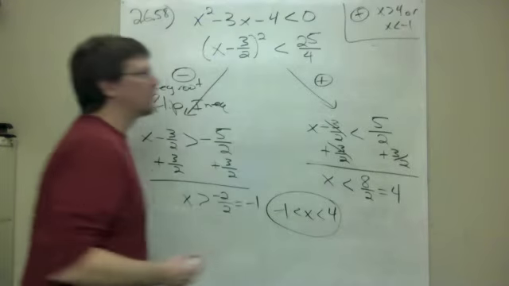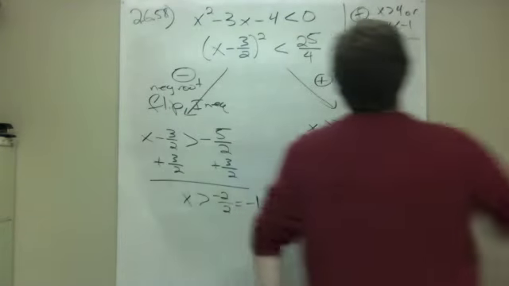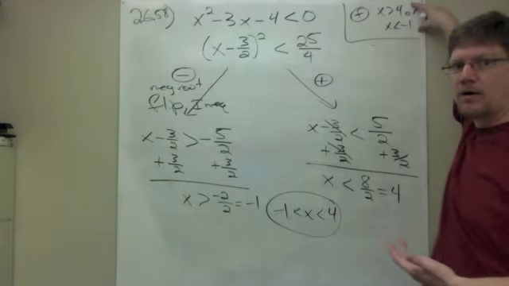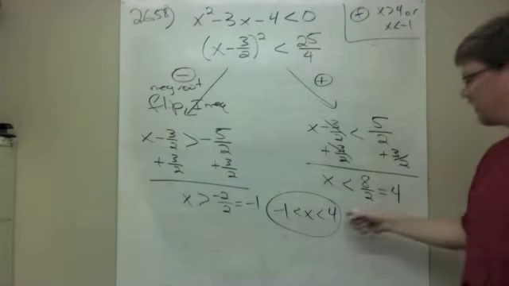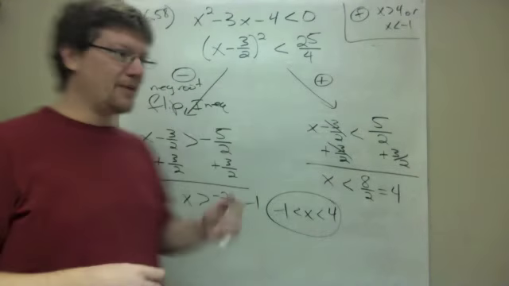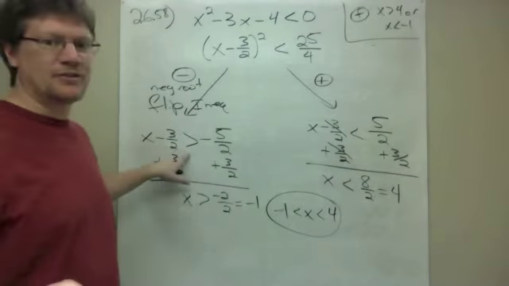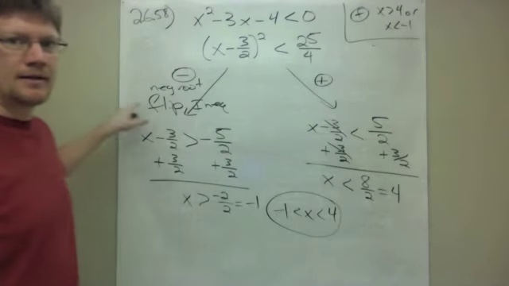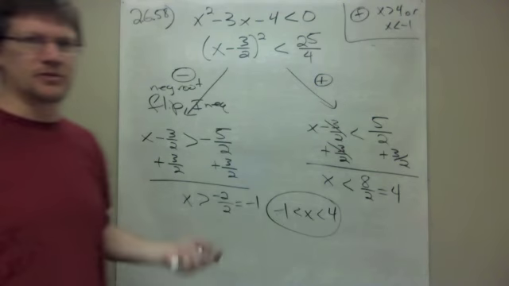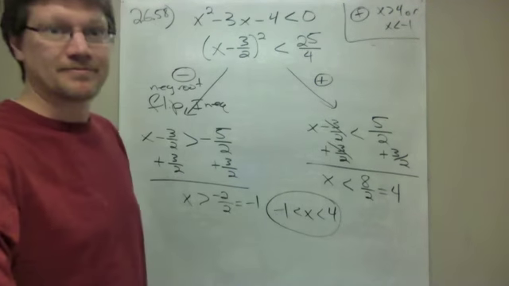And that's exactly the endpoints we got for the other one. So if we're not greater than 4 or less than negative 1, we have to be between. There we go. And remember, on the negative side, don't forget to flip the inequality. We really need to do that, otherwise you just get nonsense, like you see.